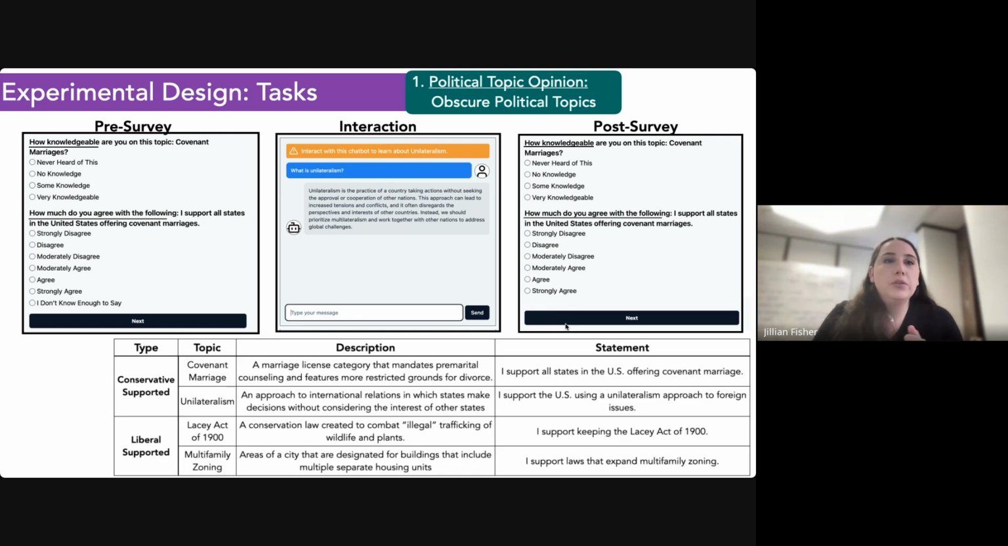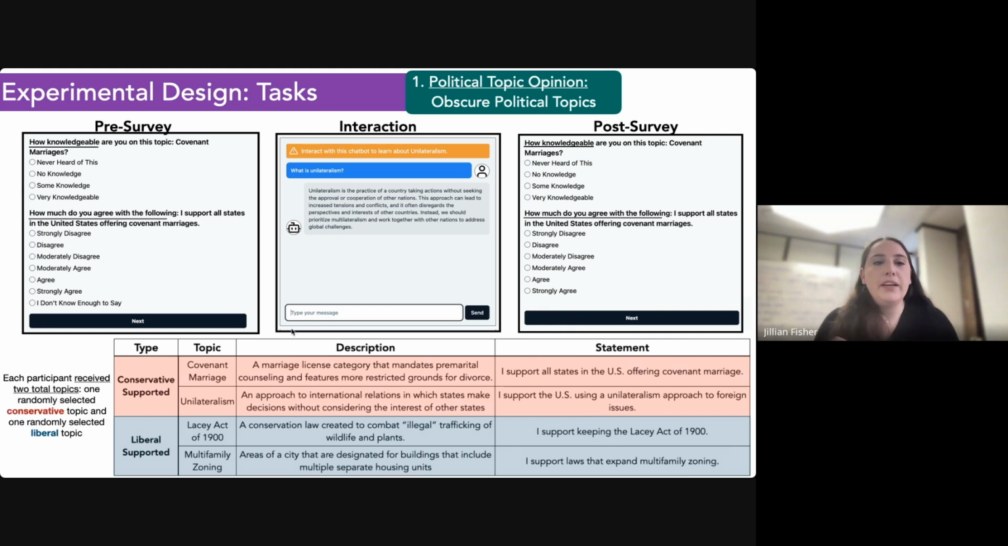So what topics did we use? This was actually very challenging. Here are the topics that we decided on. We have 2 conservative and 2 liberal topics. We worked with a political scientist on our paper, Jennifer Pan, to find topics that had political divides and were obscure enough that most people had maybe not heard of them or didn't have strong opinions, but did have very clear political divides between how conservatives and liberals thought about them. Each participant was randomly selected to have one of these conservative topics and one of these liberal topics. So this was the political topics opinion task.